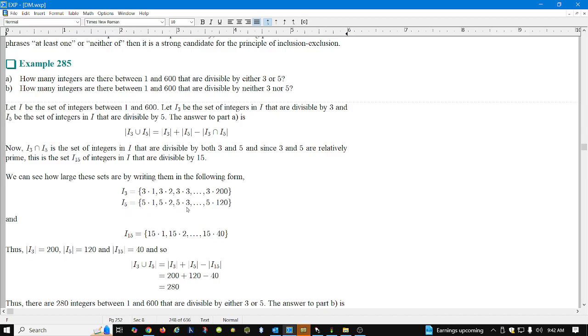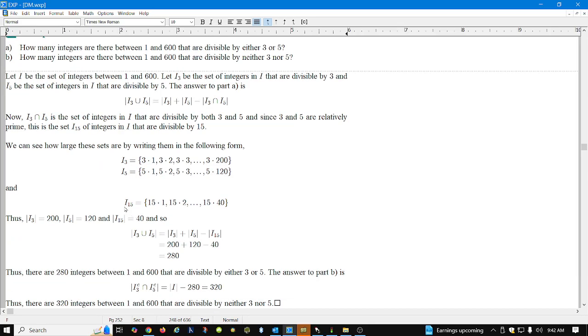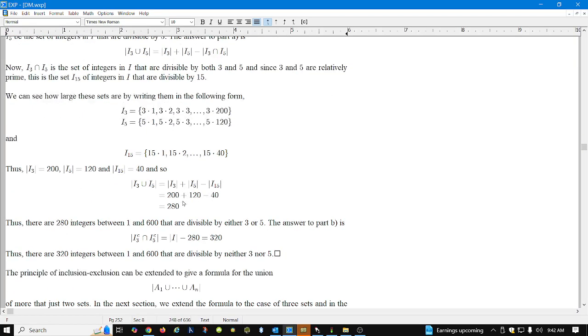Do something similar for I5. So I3 has size 200, I5 has size 120, I15 has size 40. And we have what we need to use the principle of inclusion-exclusion to get 280. So there are 280 integers between 1 and 600 that are either divisible by 3 or by 5.